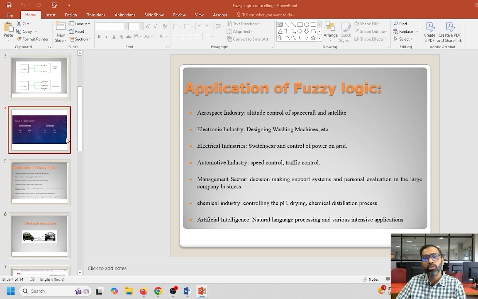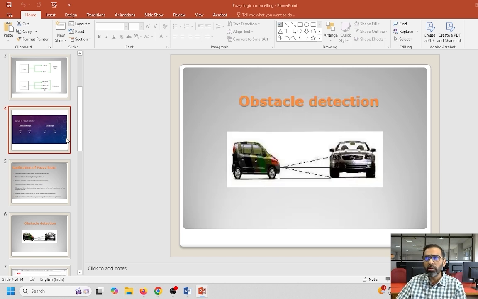And nowadays it is also used in artificial intelligence, such as NLP for natural language processing, and very intense applications. One basic example is object detection. Fuzzy logic can be used for object detection and for automatic braking systems. Depending upon the distance between the two vehicles, it decides how much brake has to be applied. Such kinds of decisions can be taken using fuzzy logic. Nowadays it is also used in ADAS for autonomous driving vehicles.